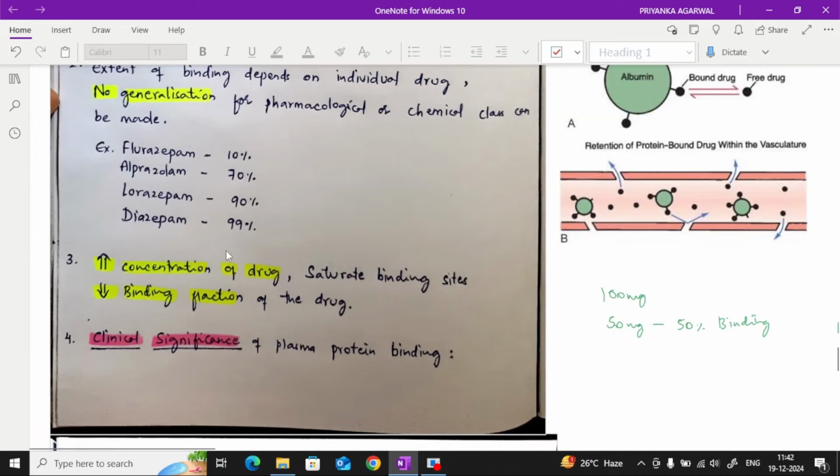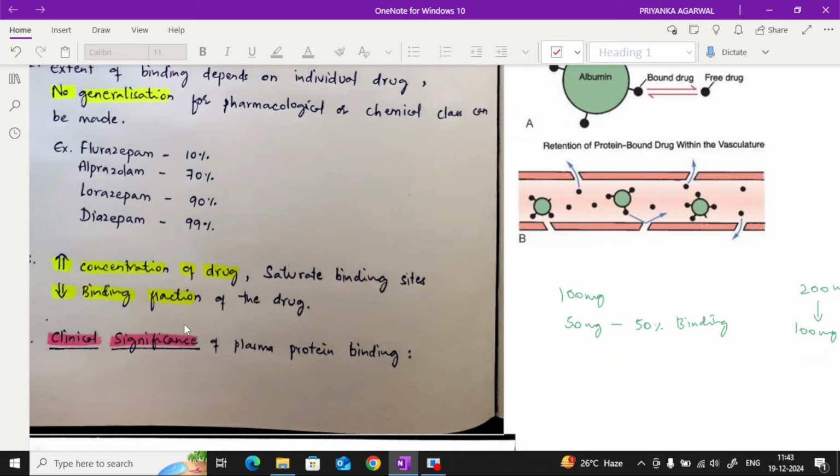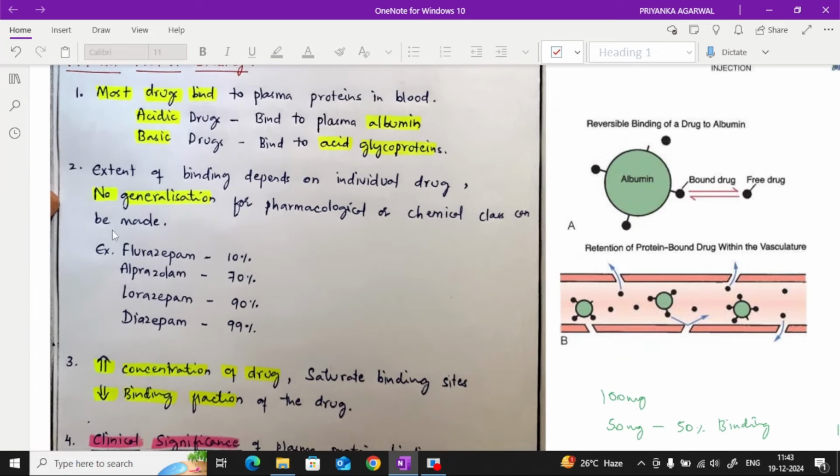So when you increase the concentration of drugs, binding sites get saturated. Okay, so this will decrease the binding fraction of the drug. So out of 100%, now only 40 or 30% will bind. So this is about the first 3 points.